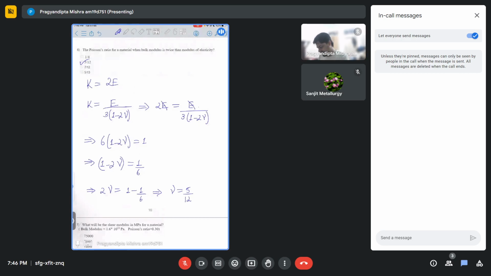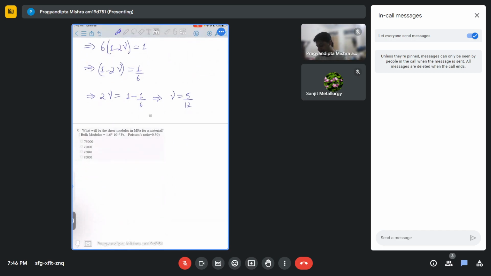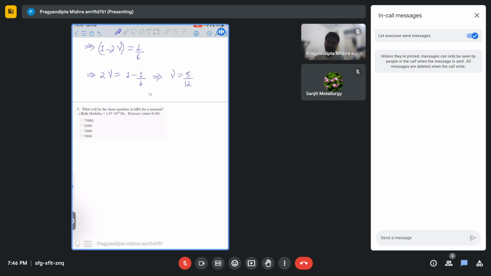Okay. Next question, they are asking, what will be the shear modulus in megapascals for a material? And they have given us the properties. Bulk modulus is equal to 1.6 times 10 to the power 11 pascals. Poisson's ratio is 0.3. They're asking for the shear modulus. So we don't know the relation between bulk modulus and shear modulus directly. Assuming that we don't know, what we can do is we can find E from K and then G from E.